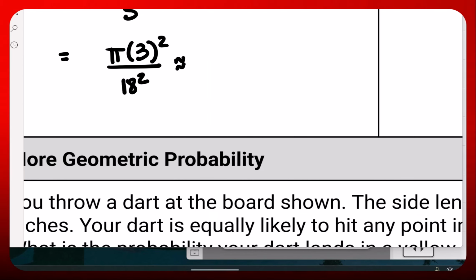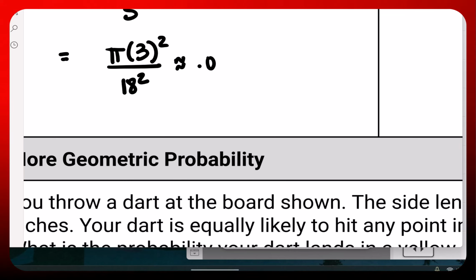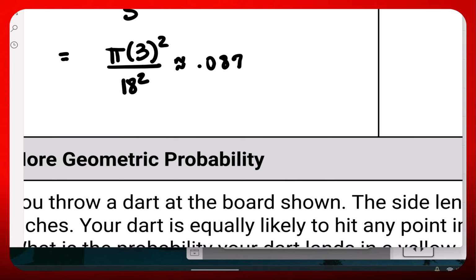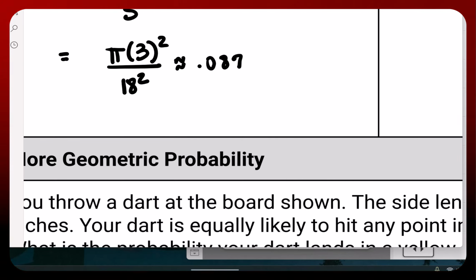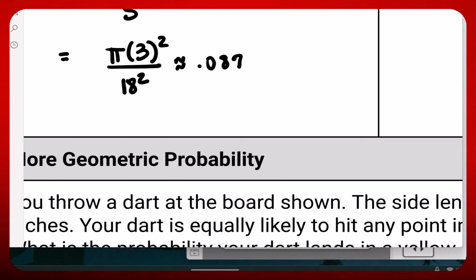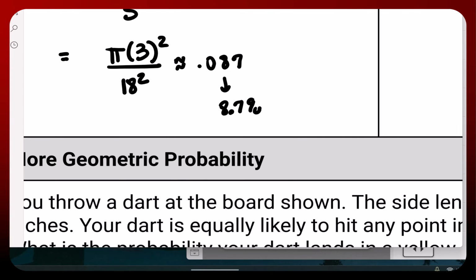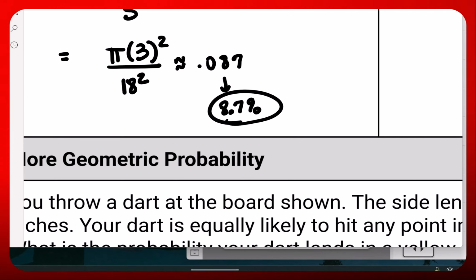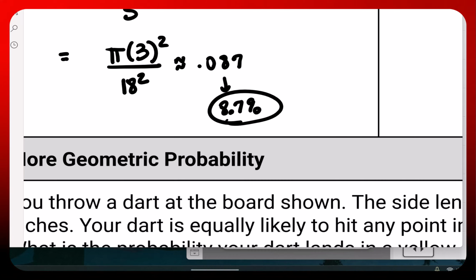So that's going to be approximately 0.087. You don't really have to go much further than 3 or 4 decimal places. 3 decimal places is usually really good. Now, that's a decimal. We need to change it to percent. That way we can understand it a little bit more. So that is actually going to be 8.7%. All you have to do is multiply it by 100, which is the same effect as moving your decimal 2 places to change it to a percent. So you got an 8% chance of hitting that 10-point zone.